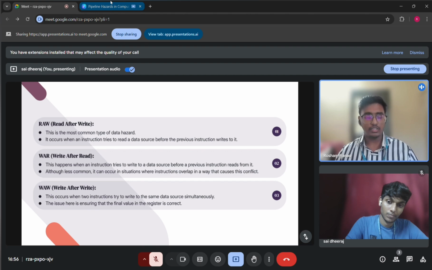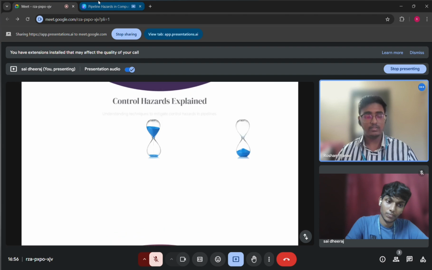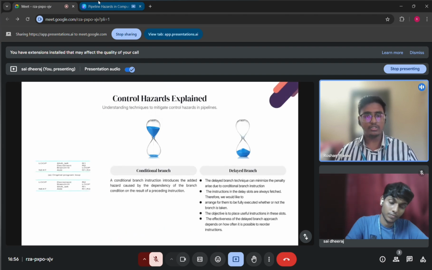So moving on to the next slide, we can see the control hazards. This is the third type. It is also known as the instruction hazards. It is briefly classified as conditional branch and delayed branch. Before moving on to the types, we shall have knowledge about control hazards.